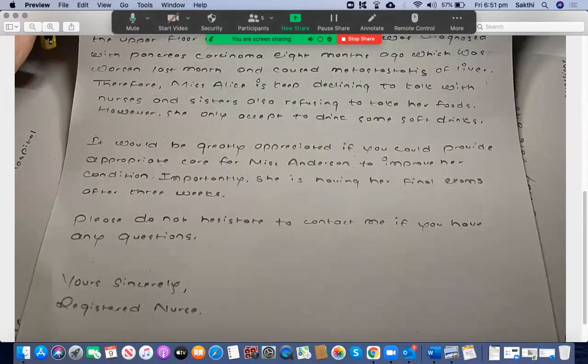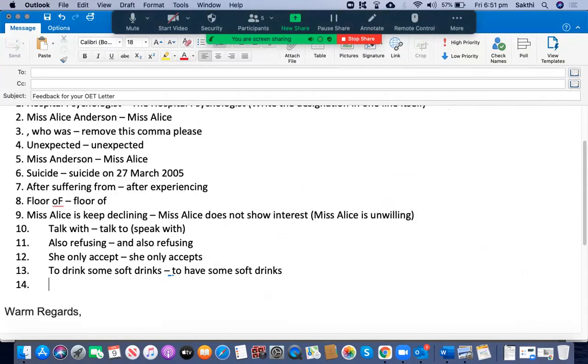It would be greatly appreciated. The letters P and A and O seem to be the same. Look at this. It doesn't look like A. So please clearly state A. A needs to start like this and then go like this. Don't just use it like O. It would be greatly appreciated if you could provide appropriate care for Miss Anderson. It's not Miss Anderson, it's Miss Alice. That's the one.